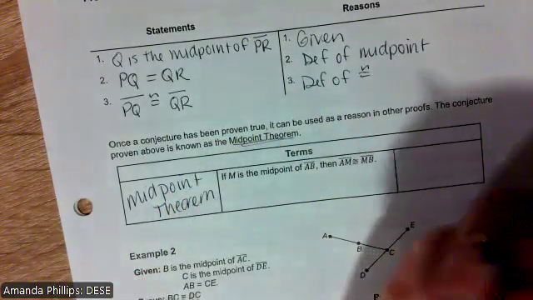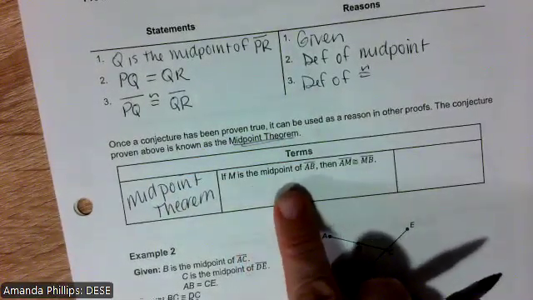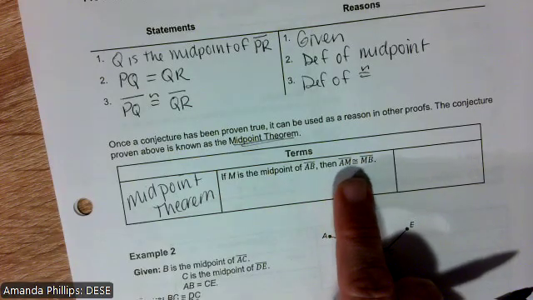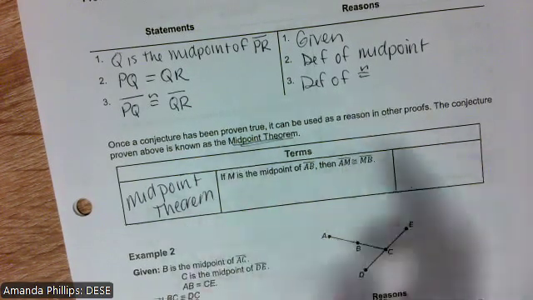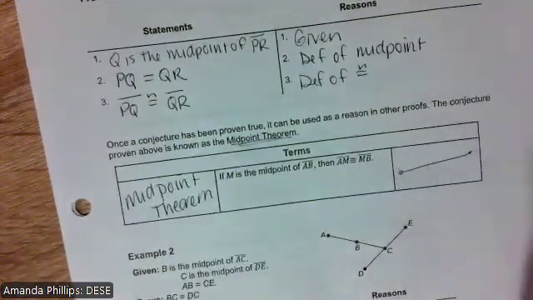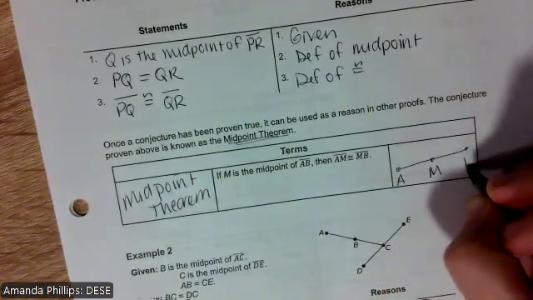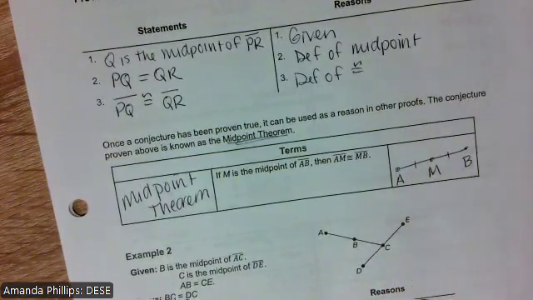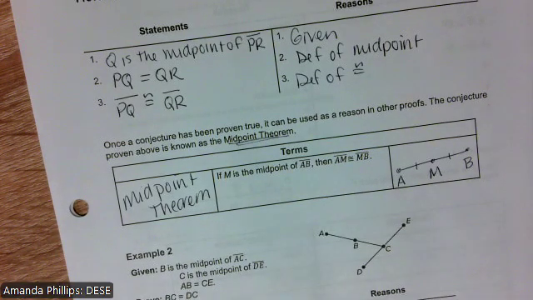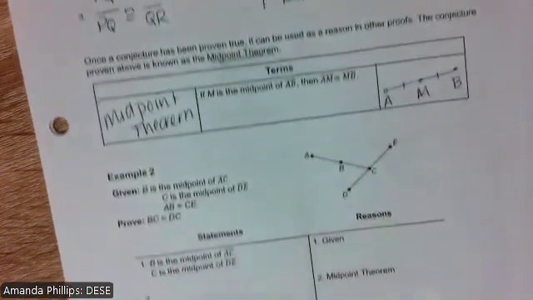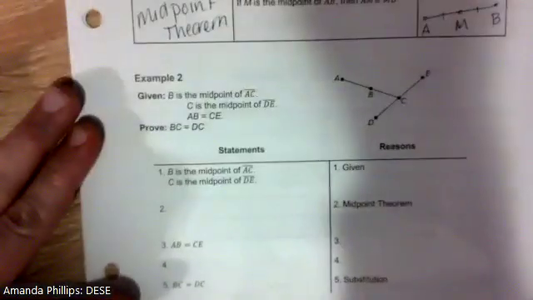So the midpoint theorem says if M is the midpoint of AB, then I know that AM is congruent to MB. And we've actually already talked about that, just not in the formal proof way, right? So I know that these are congruent if M is the midpoint. And we did talk about that in Unit 1. We just didn't really go into the proof of it. Okay, well, let's look at example 2. Example 2 here, it says B, there we go.